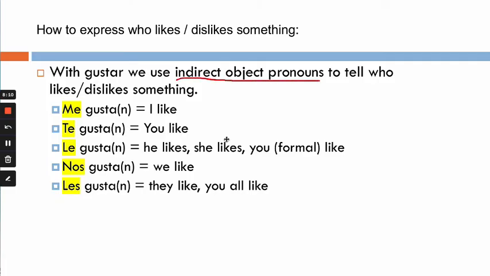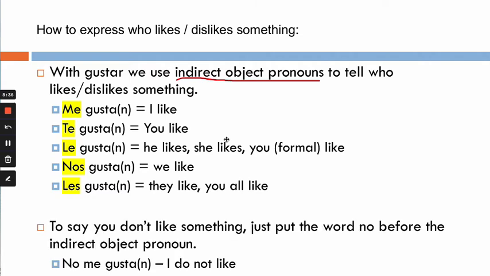indirect object pronouns, and that's these. Me, for I, with me gusta, I like. Te gusta, you like. Le gusta, he or she likes, or you formal like. Nos gusta, we like. And les gusta, they like or you all, you plural, like.